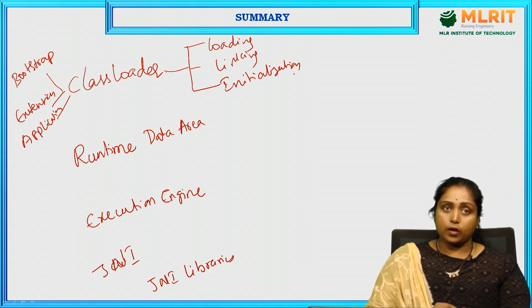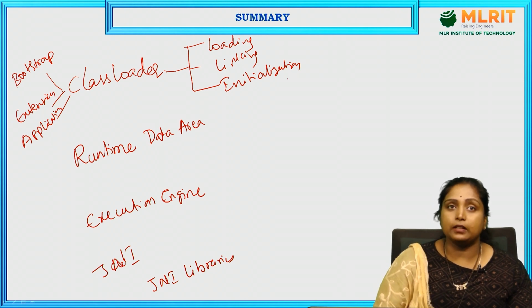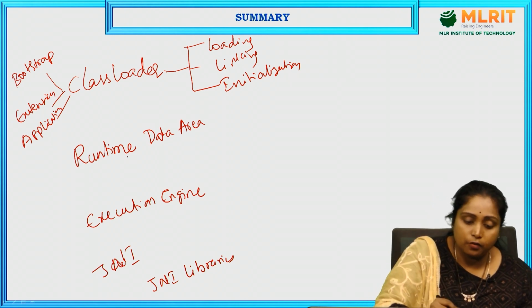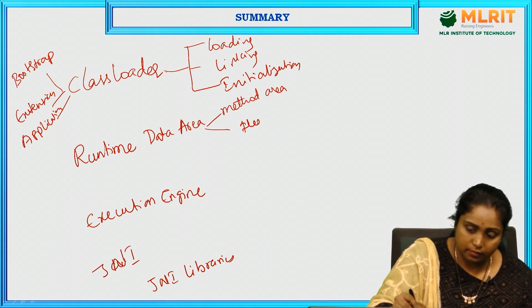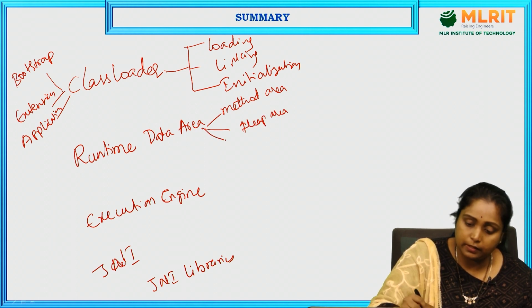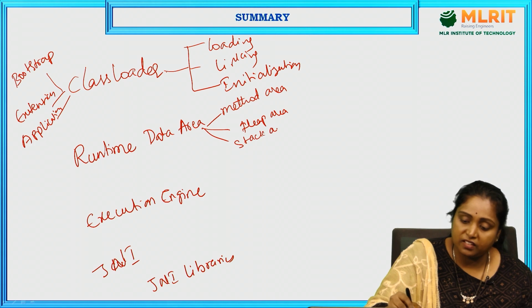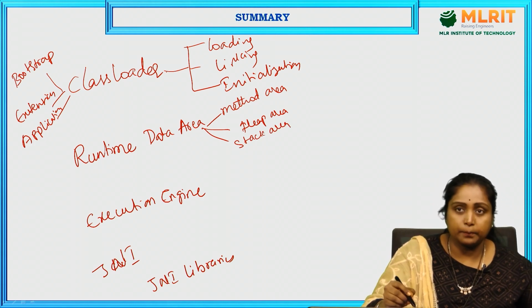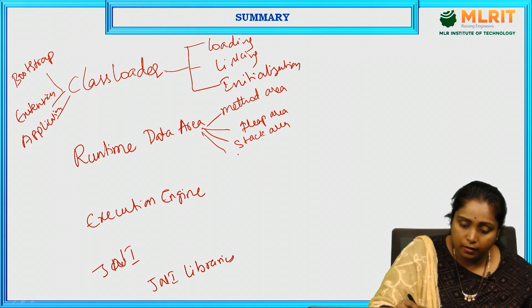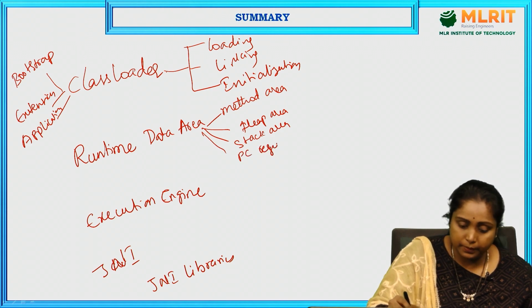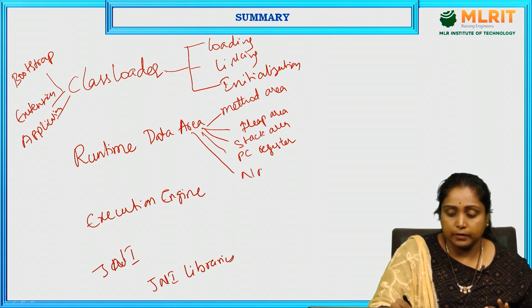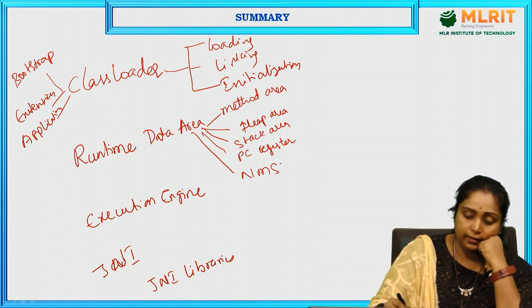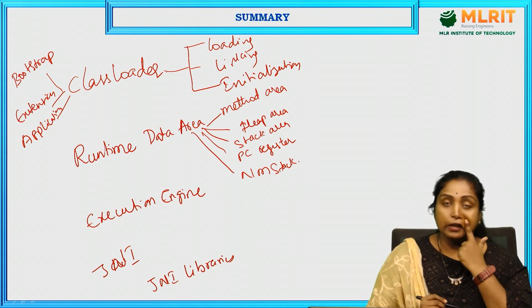What are the components in the runtime area? Again, you will have five. What are those? Method area, heap area, stack area, PC register, and the last one is the native method stack. So these we have learned.